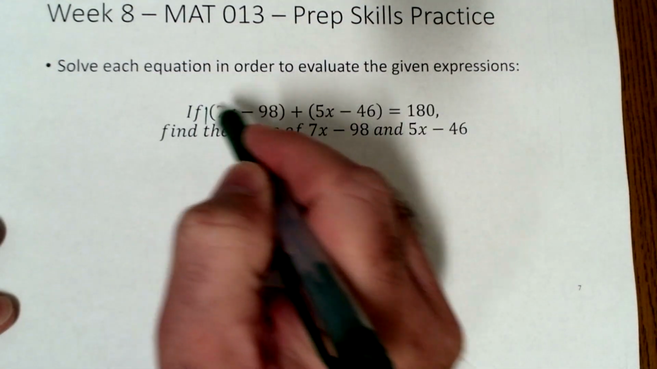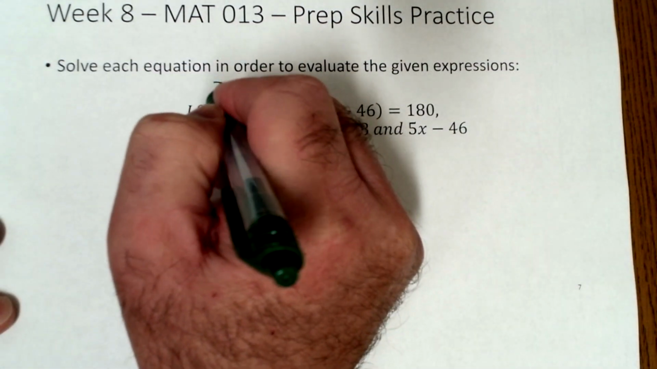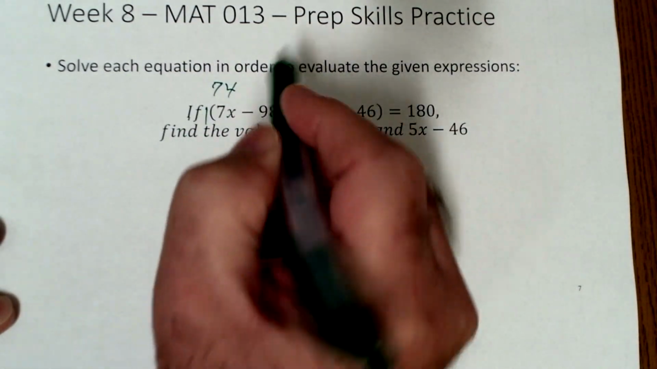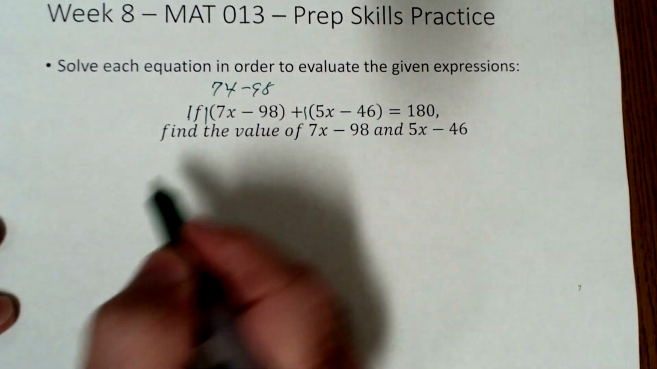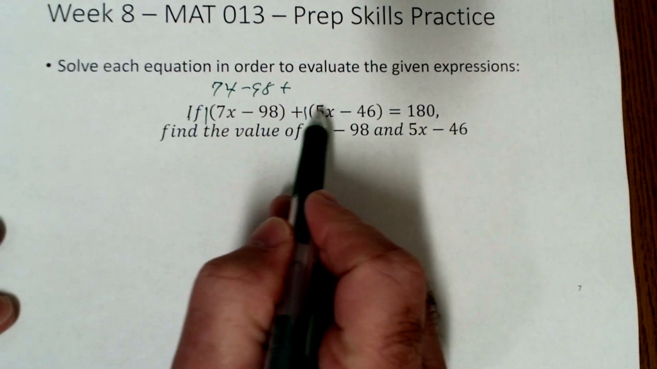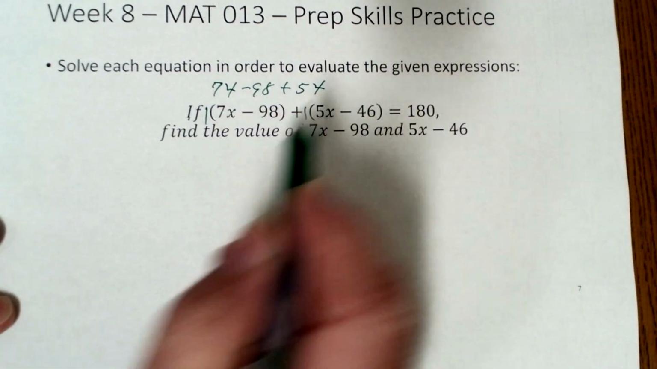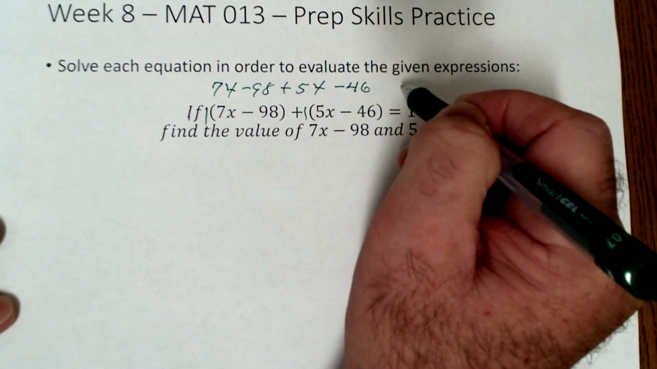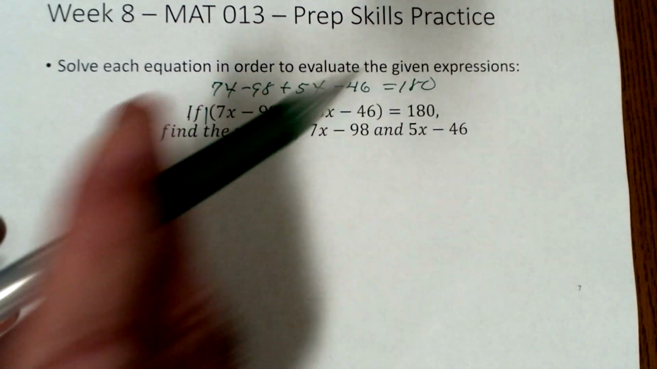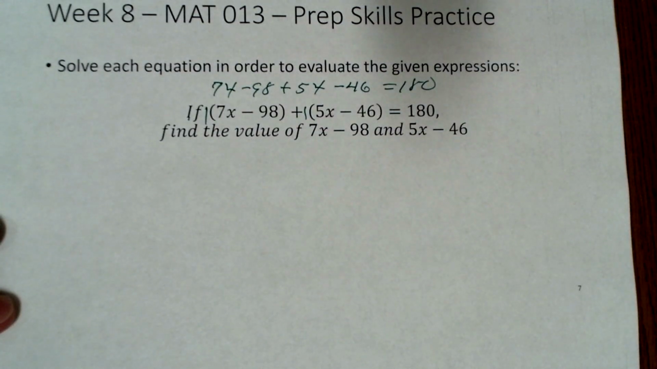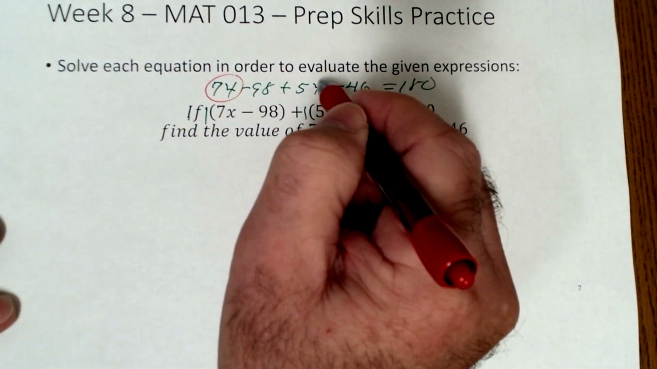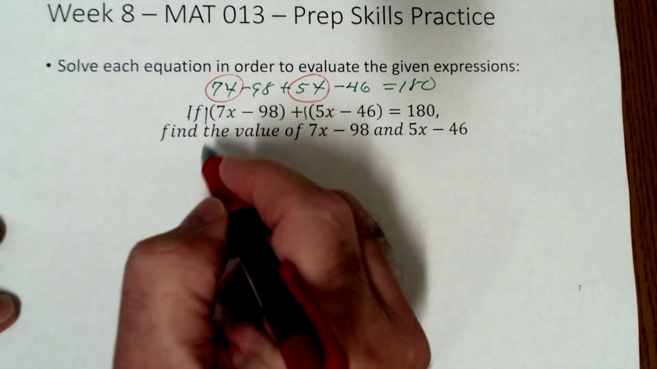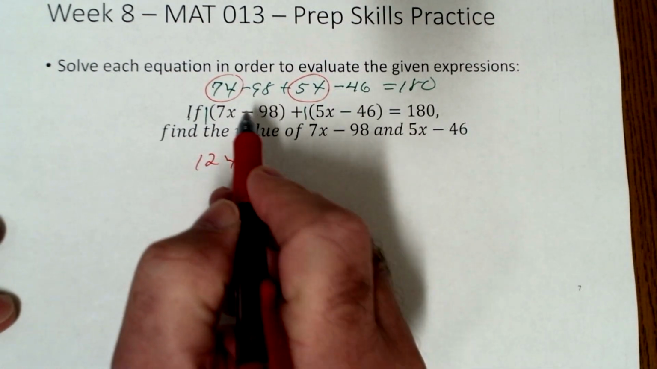We know that we're going to distribute a 1 to both. 1 times 7x is 7x. 1 times minus 98 is minus 98. Plus the value, 1 times 5x is 5x. 1 times positive times negative is minus 46. Equals 180. So in step 1, we've eliminated our grouping symbols. Now we're going to combine our like terms. 7x plus 5x gives us 12x.